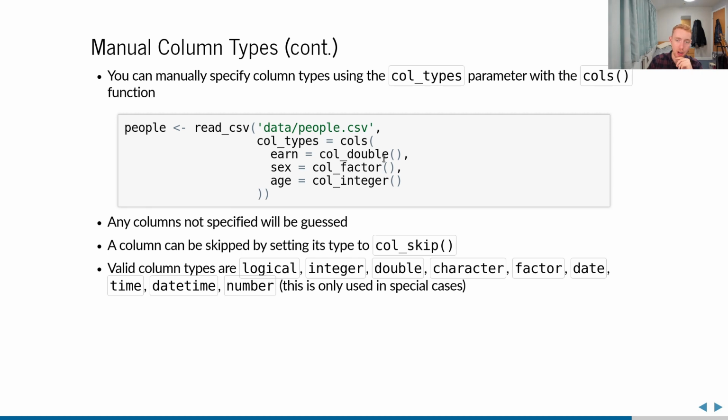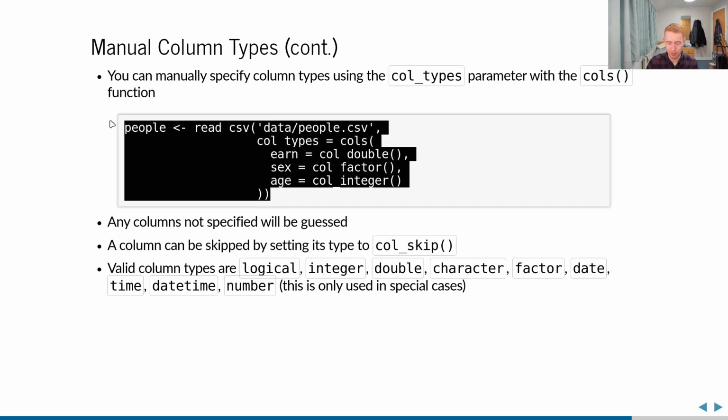There are various different types we can have. They're all col_something. col_skip will just miss out a column, not import it. col_guess will guess a column. And then there's col_logical, col_integer, and various other ones. The ones we'll care about mainly are logical, that's true or false values, integer, double, character, and also factor. And date time are for either dates by themselves, times by themselves, or dates and times combined together. And number, which is only rarely used, so we're not going to worry about that.